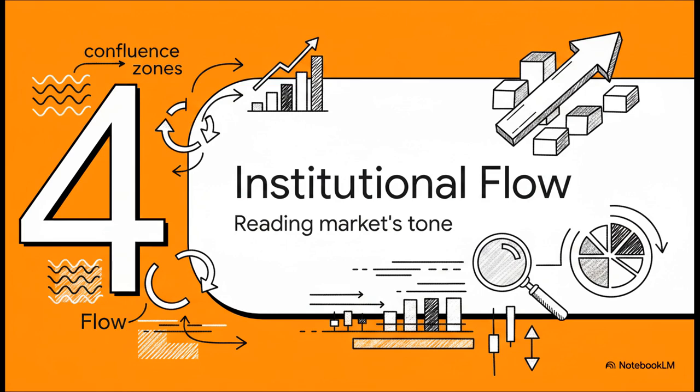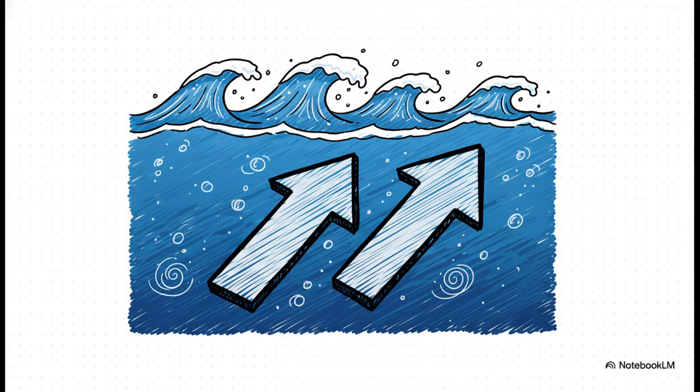Next up, Section 4: riding institutional order flow, or reading the market's true tone. Confluence definitely gets you into the right zones. But if you want to truly master the market, you have to read the institutional order flow that creates those zones in the first place.